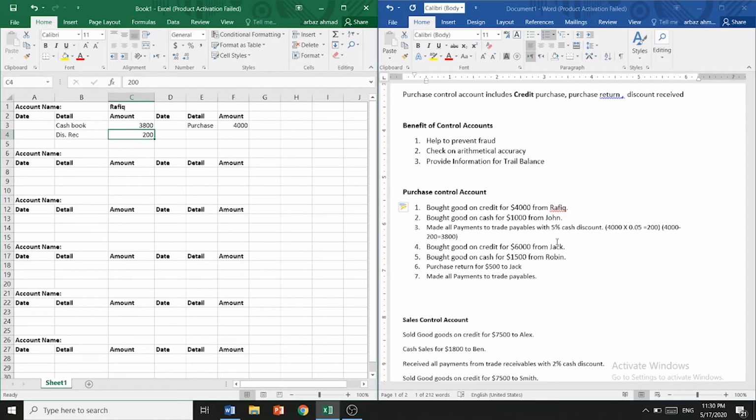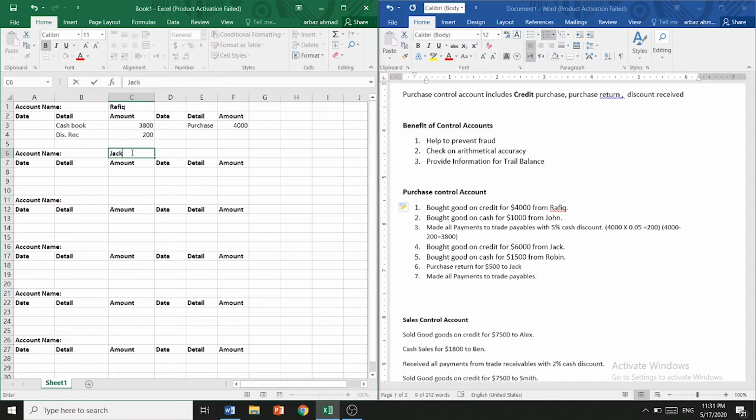So moving on with this amount, I have to minus 4,000 and minus the trade discount, and this is the amount I really paid. And then moving on with the next transaction, I bought the goods on credit for 6,000 from Jack, so I'm going to open an account with the name of Jack.